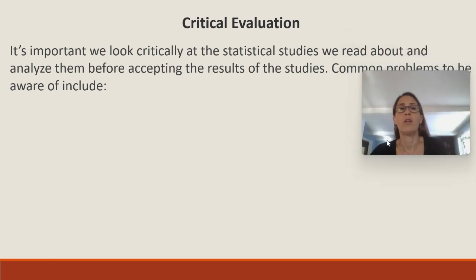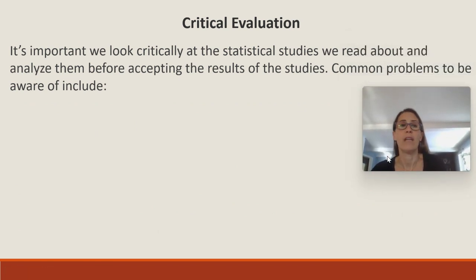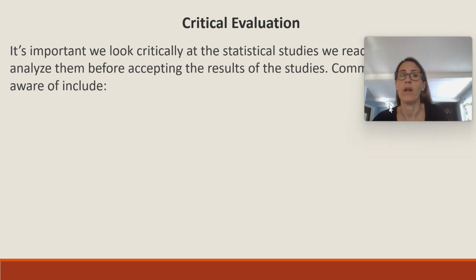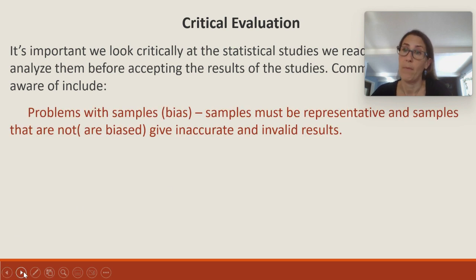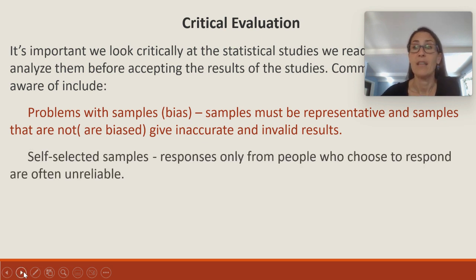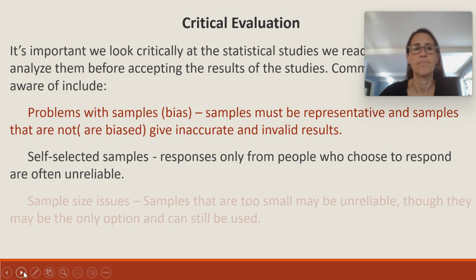So it's important that we look critically at the statistical studies we read about and analyze them before accepting the results of the studies. Common problems to be aware of include problems with samples, so biases. Samples must be representative, and samples that are biased give inaccurate and invalid results. Self-selected samples are responses only from people who choose to respond. Those are often unreliable. They may feel really strongly, positively or negatively, and so they might not be representative.